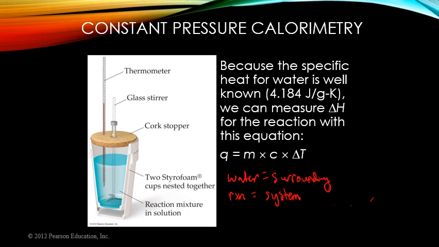So when we're looking at these reactions, we have Q equals mc delta T. So whatever the value is for Q, just say for instance it's a positive, then the system would have the exact same amount, but it would just be a negative value.